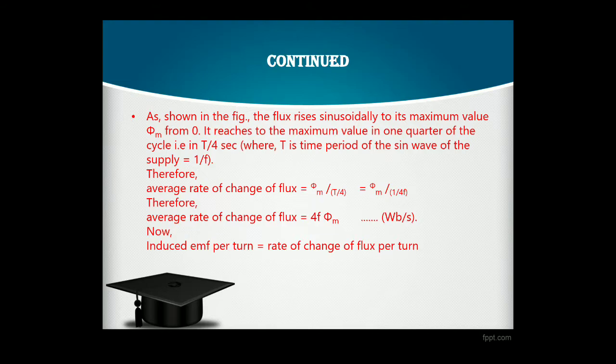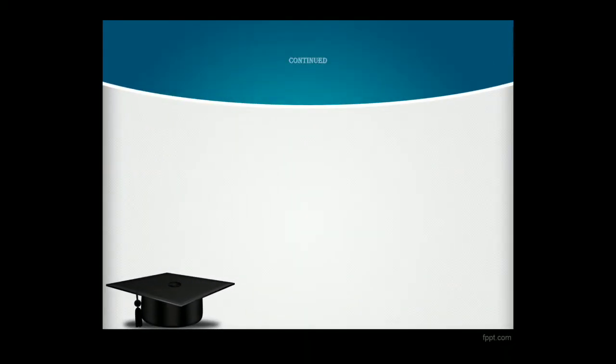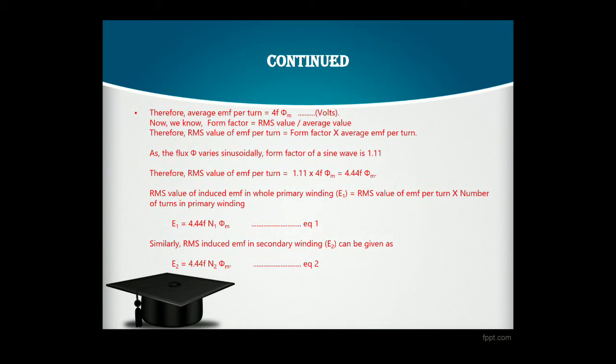Now the induced EMF per turn equals the rate of change of flux per turn. We know from Faraday's law of electromagnetic induction that the induced EMF equals the rate of change of flux, that means Weber per second. Therefore the average EMF per turn is 4f phi m.